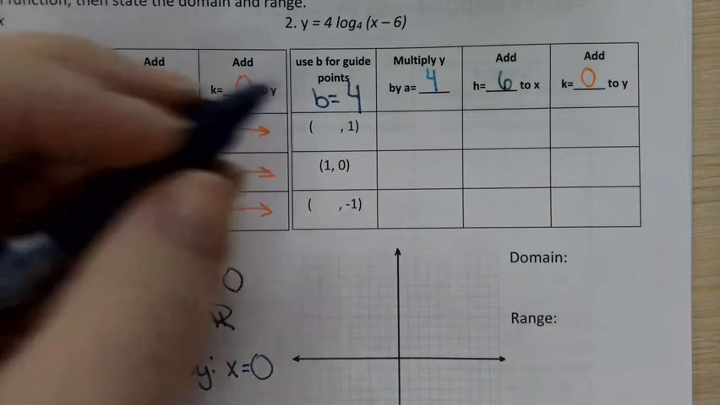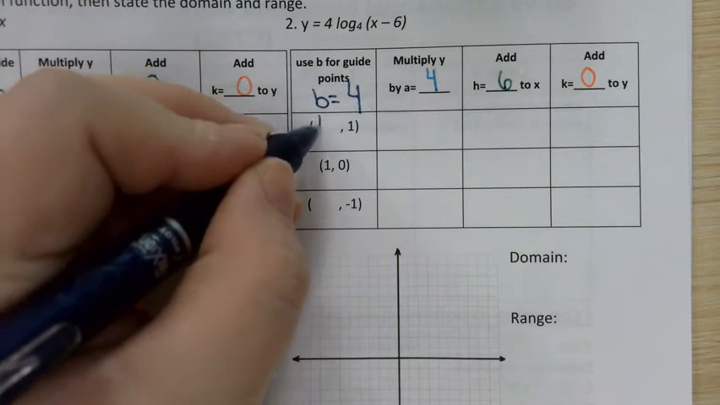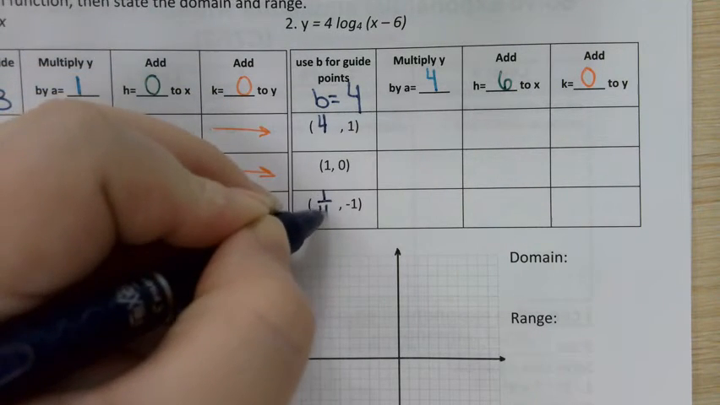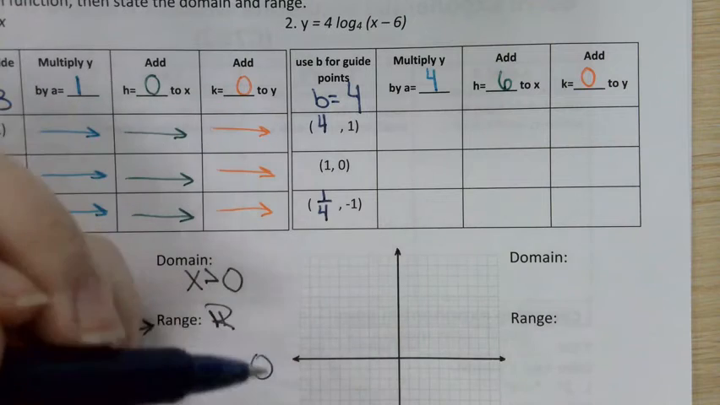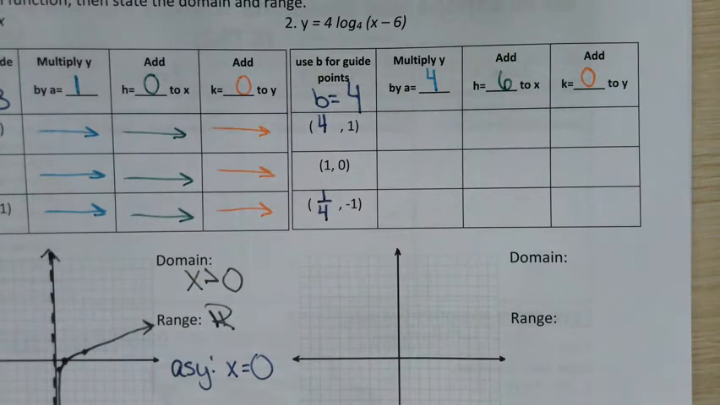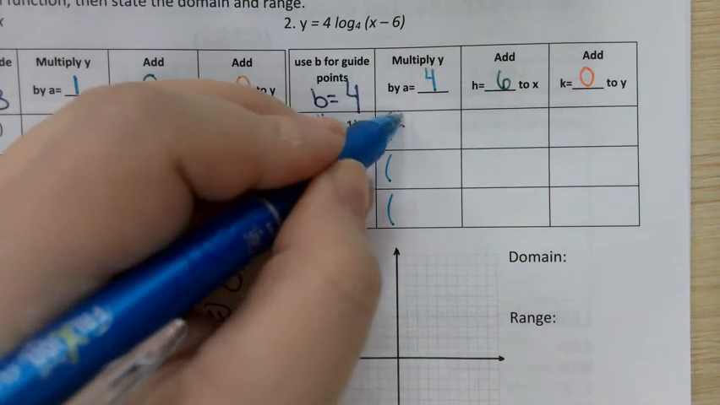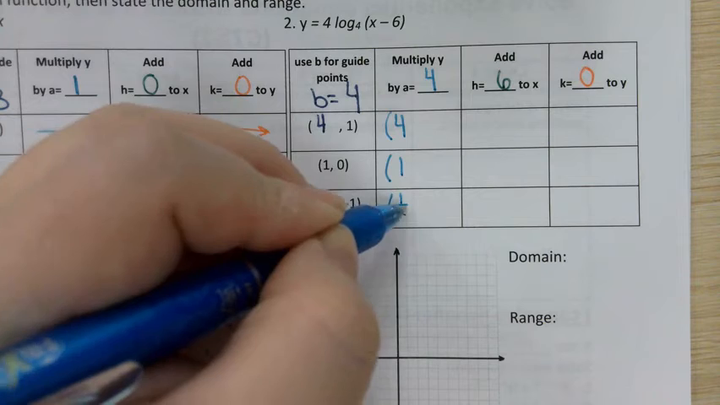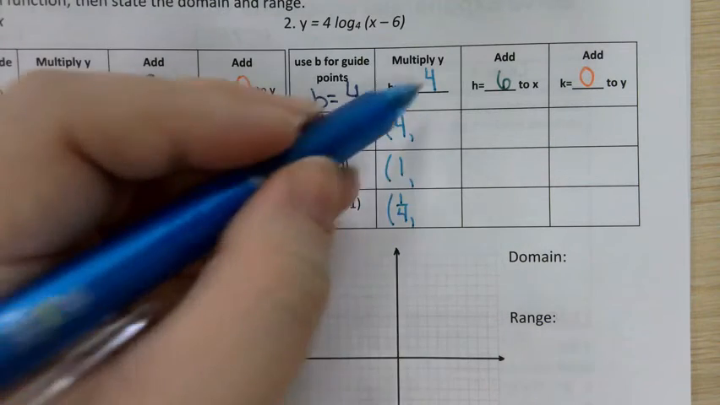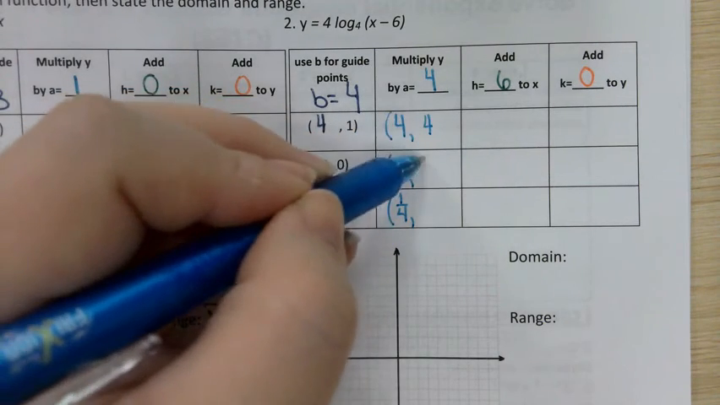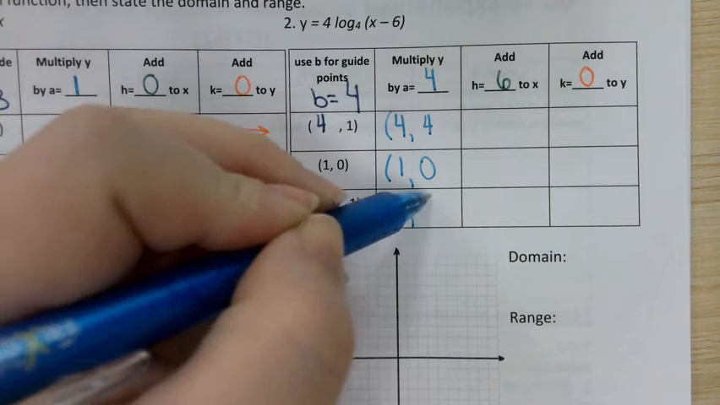List our guide points. B, 1, 1 over b, and 1, 0, and -1. All of my y values will need to be multiplied by a, so all of my x values will remain the same. One times 4, 0 times 4, and -1 times 4.